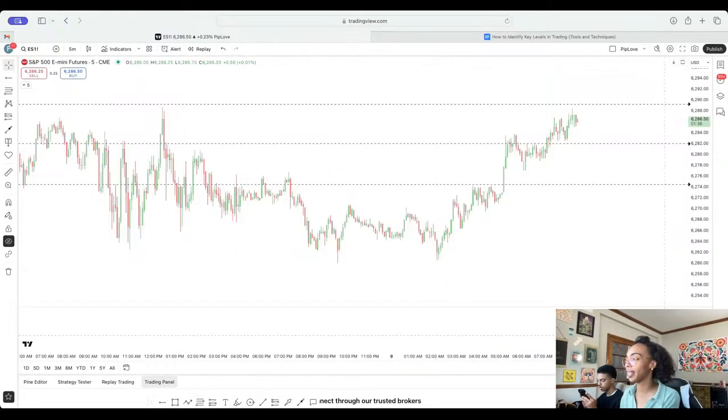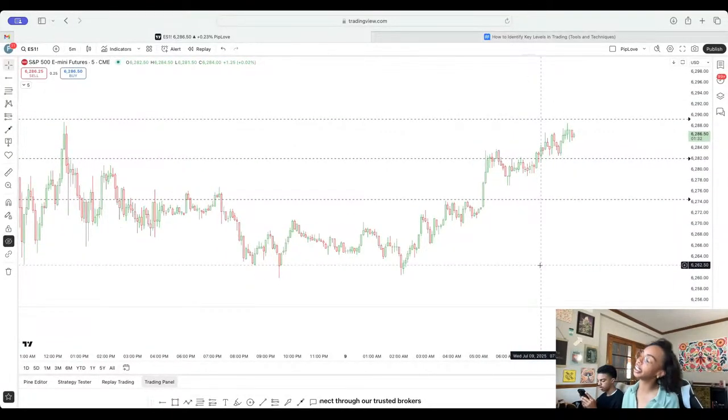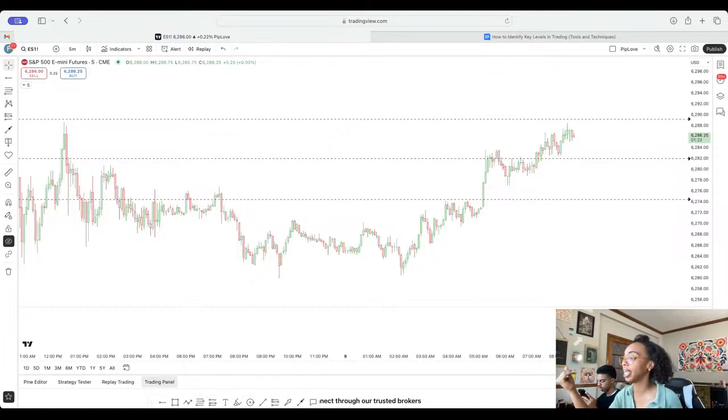So it's very important. And of course, how do we identify those key levels? By looking at our patterns and things in the market. Key levels act like magnets for price. When you understand where price is likely to react, you stop chasing candles and you start catching your setups.